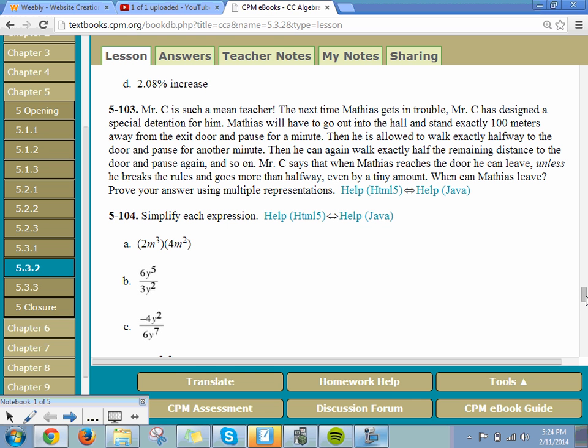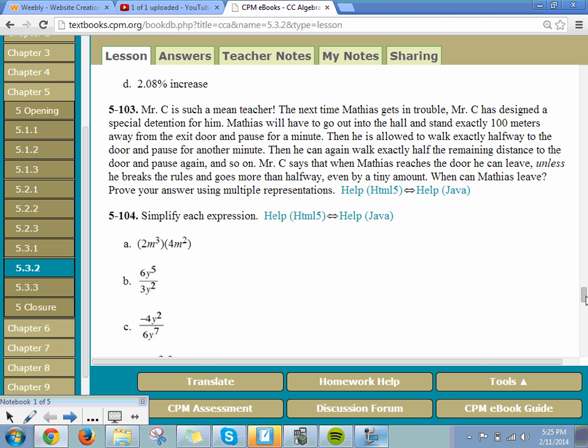And so what we're really looking at, it says, unless he breaks the rules and goes more than halfway every minute by a tiny amount, when can Matthias leave? Prove your answer using multiple representations. Oh boy. This is a classic problem where we're going to reach an asymptote on the graph. That means a number that we'll get really, really close to but never touch.